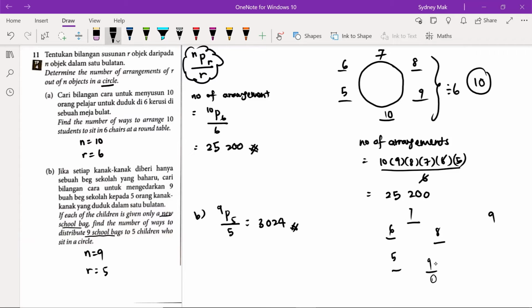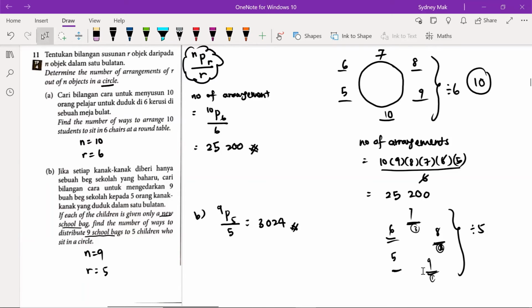However, if the first student that we choose is seated here, the same arrangement will repeat, just starting a seat after the initial seat that we chose. Let's call this the second seat. If the first school bag goes to the third seat, the same arrangement will occur. The same arrangement occurs how many times? 1, 2, 3, 4, 5. Therefore, we have to divide by 5 at the end of our calculation.